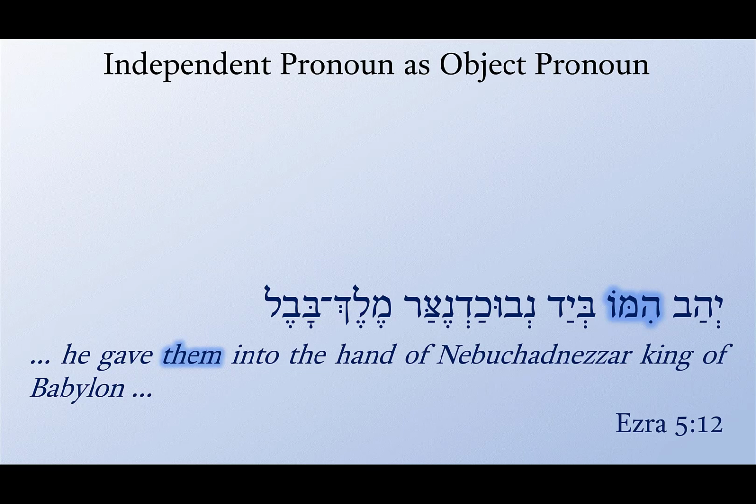And this is the case with extra biblical Aramaic too. So this is not unique to biblical Aramaic. It's just a characteristic of the language in general that the independent pronoun has this object use for third person plural.